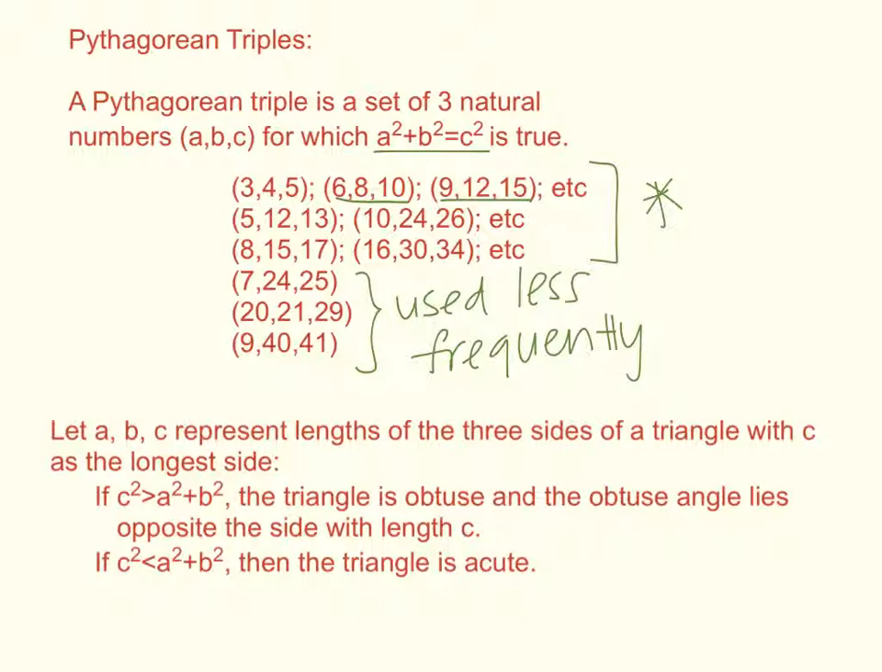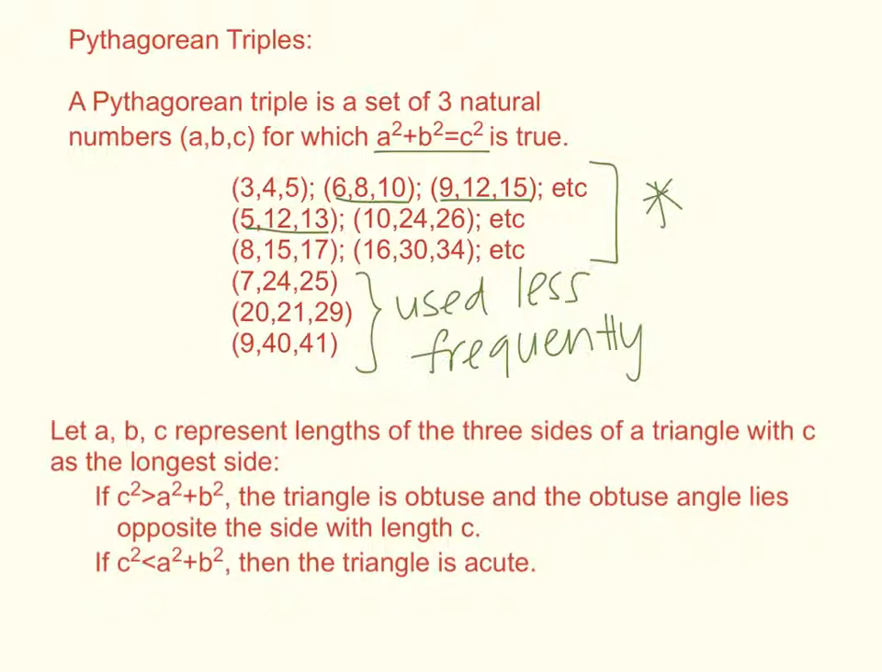5, 12, 13, that's another popular one. You multiply by 2, and that gets us 10, 24, 26. Another one, 8, 15, 17, we multiply by 2, 16, 30, 34, etc. You can also do the same here, and you can figure out what those are as well. So these are important. Make sure that you have these in your notes.